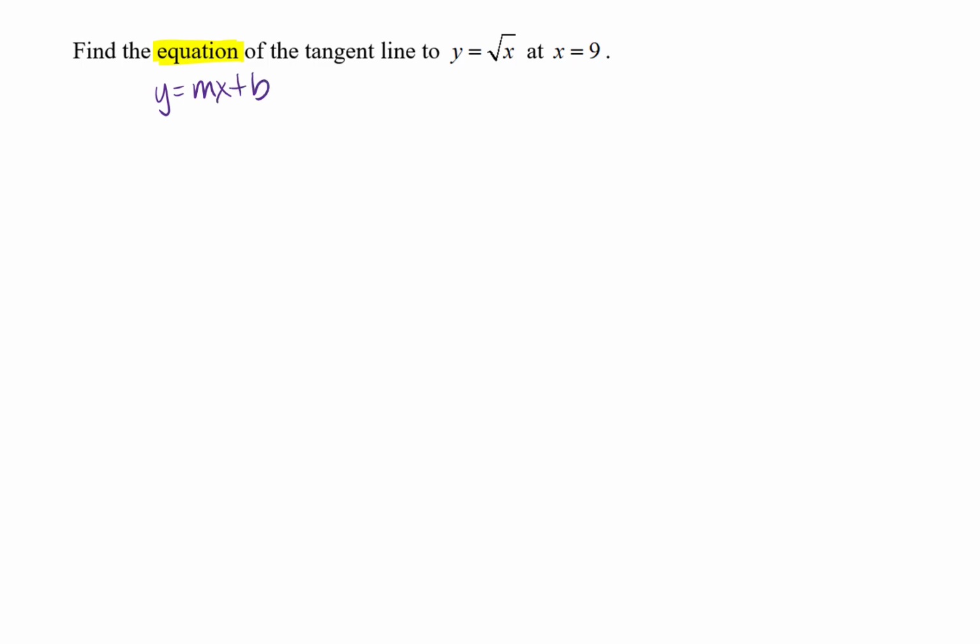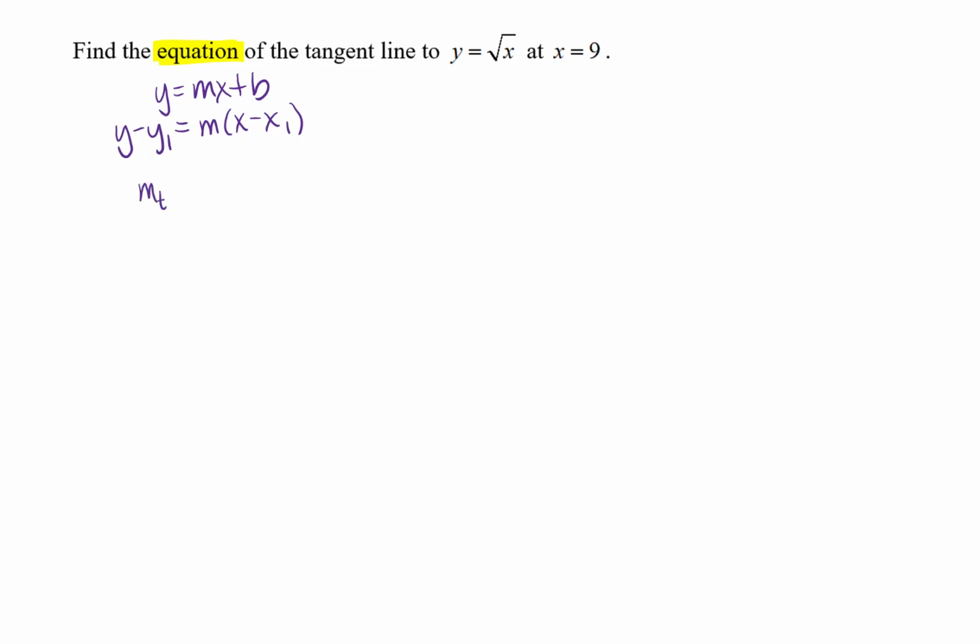Y equals mx plus b works great if you know slope and a y-intercept, or there's also a point slope form. Y minus y1 equals m times the quantity x minus x1 if you know a point and a slope. But for either of those, you need to know a slope. So the first thing that we want to do is find the slope of the tangent line.